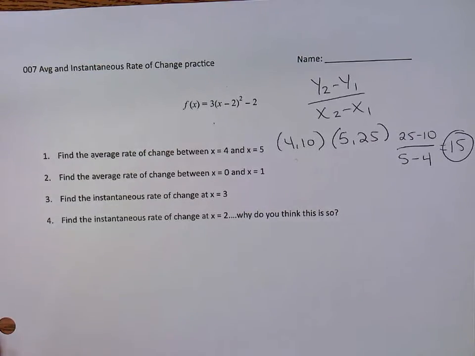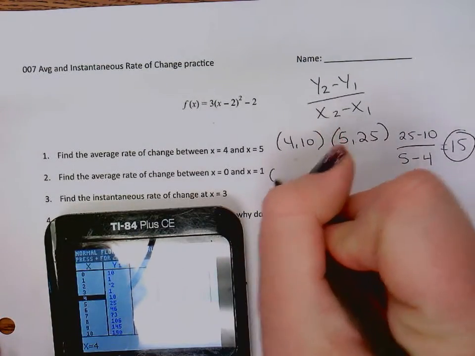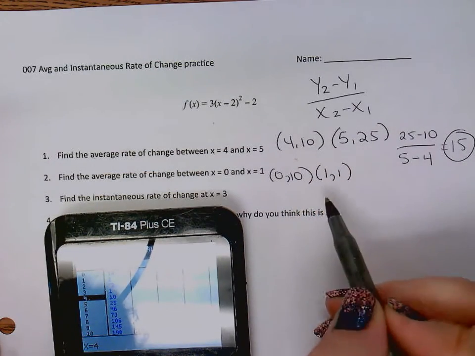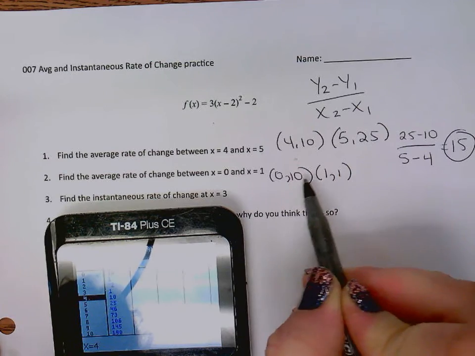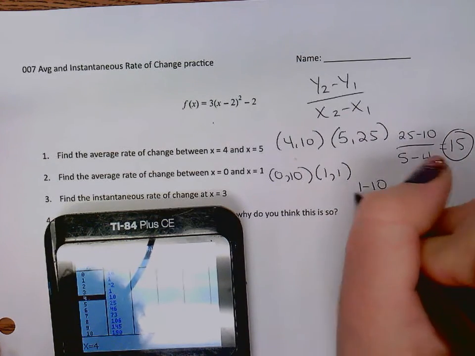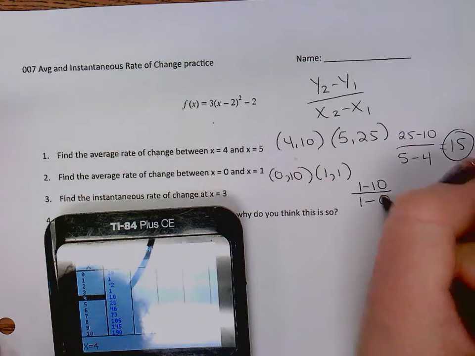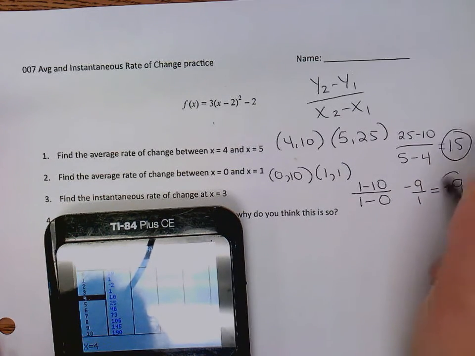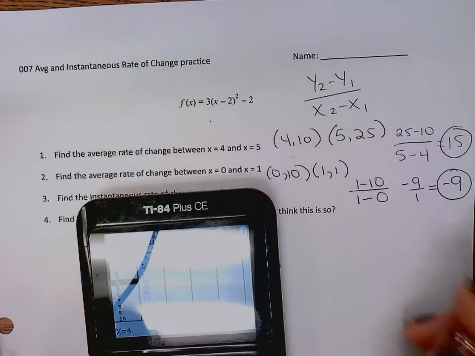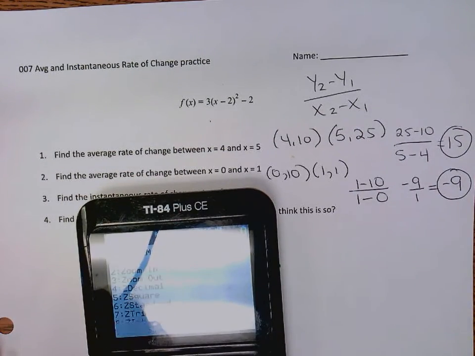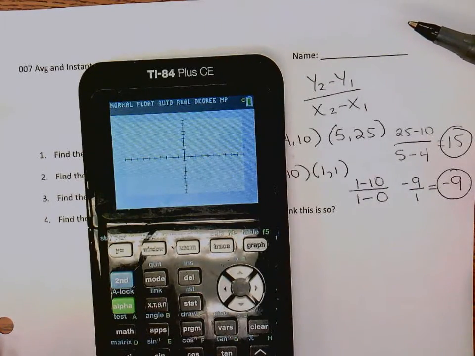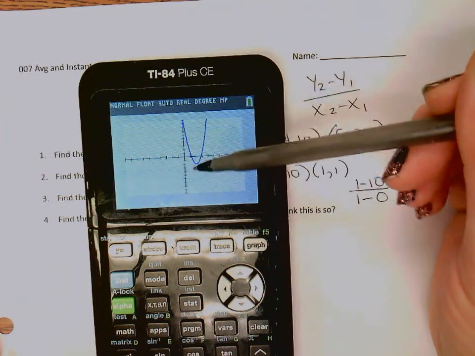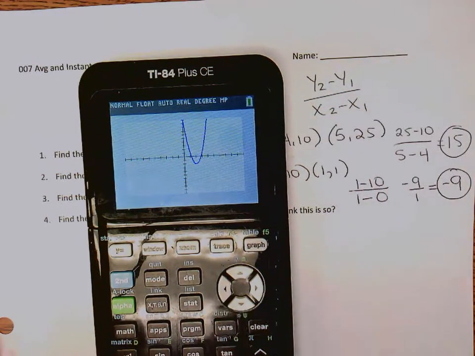So now I'm going to say what the answer is. My 2 points are 0 comma 10 and 1 comma 1. So I'm doing 1 minus 10 over 1 minus 0. That looks like negative 9 over 1, so just negative 9. So you might have a negative average rate of change. If I look at the graph of this, see how between 0 and 1 the slope would be negative between those 2 points? So it's okay to have a negative rate of change.